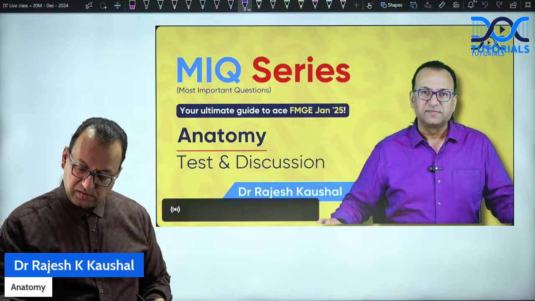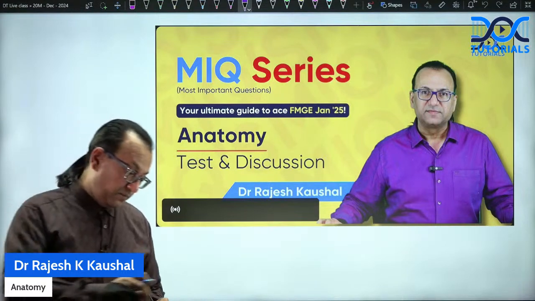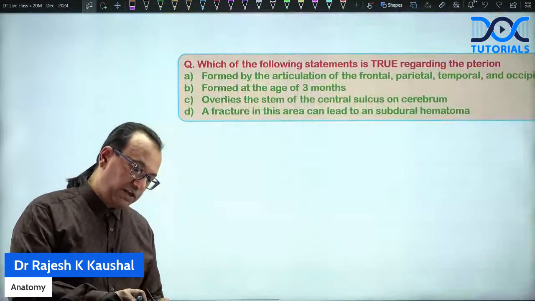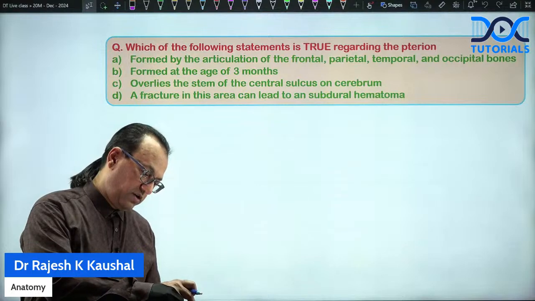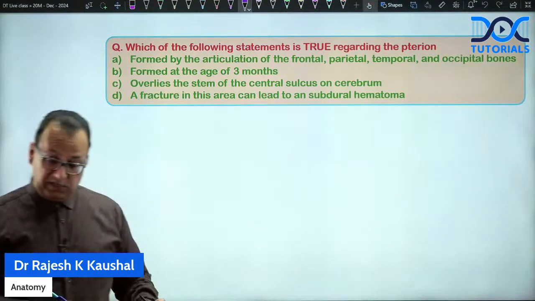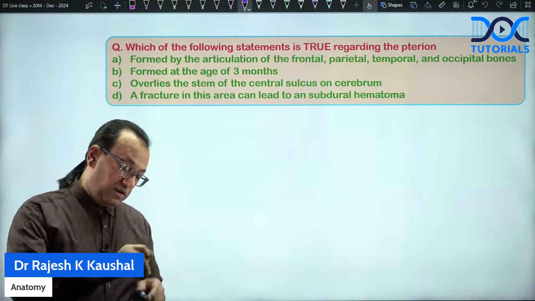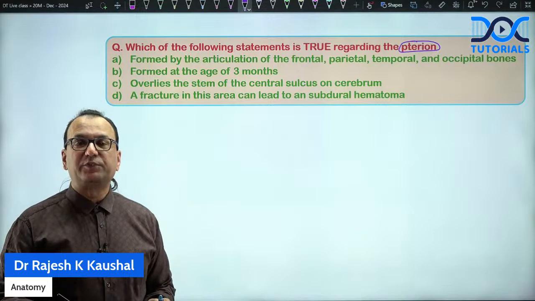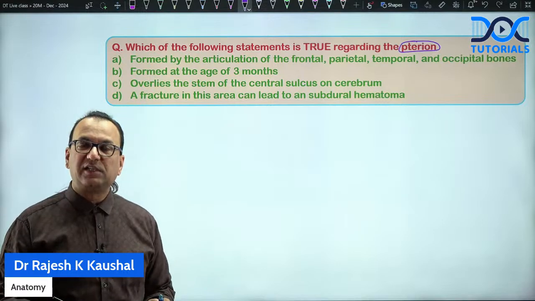So starting with the, you were given one question asking about the pterion, and what do you think could be the answer here? So as we talk about pterion, a lot of questions are coming on pterion. H-shaped suture, the weakest point on the lateral aspect of the skull.